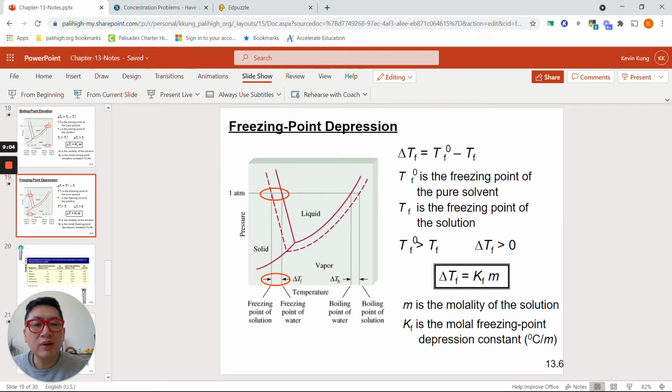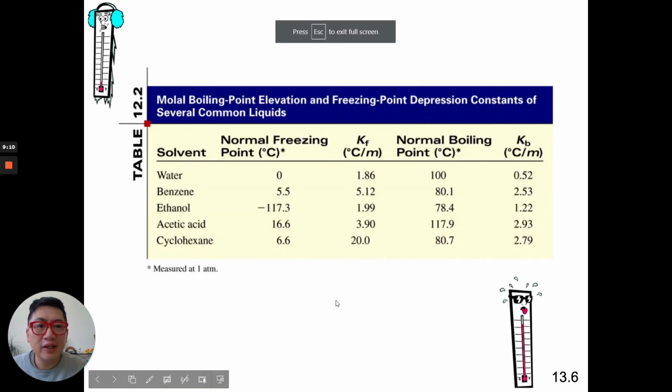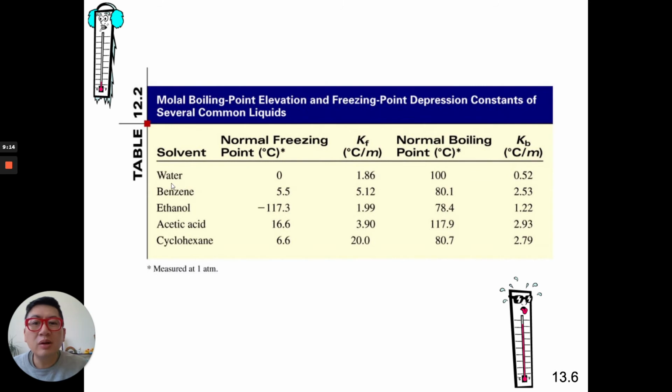Now, you're also probably wondering, well, what's KF and KB? These are not stuff you memorize. They are on a table. So for water, by the way, we are always going to assume water is the solvent unless it's otherwise stated. So what is KF of water? 1.86 Celsius per mole. What is KB for water? 0.52 Celsius per mole. You don't need to memorize these numbers. They would normally be given to you on a test.